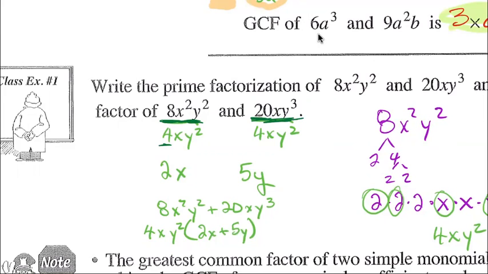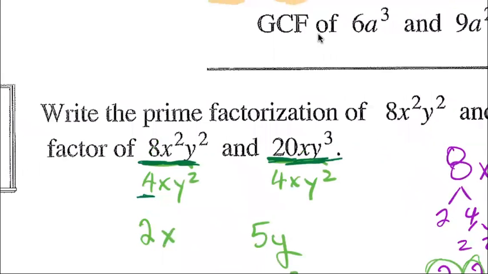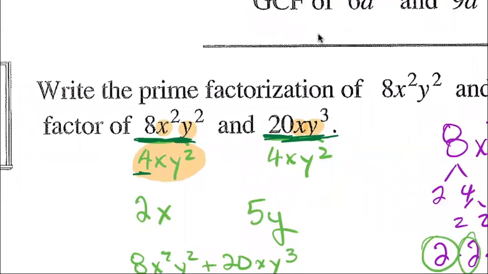So you always take the lowest exponent of each of the variable terms as long as the variable is common to both terms. So x is common between both terms. The lowest exponent is a 1. Y is common between both terms. The lowest exponent is a 2. So that's how we get our greatest common factor of 4xy squared. And then if we divide each of those terms by our greatest common factor, we get 2x and 5. That's really the next step.